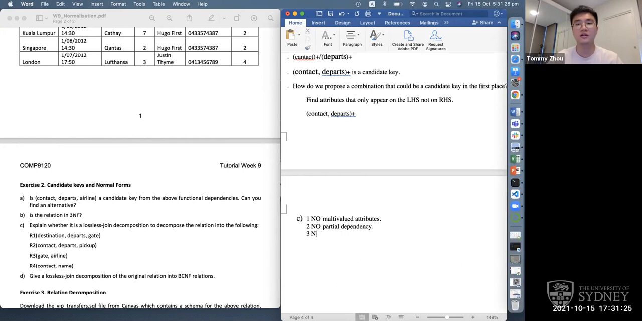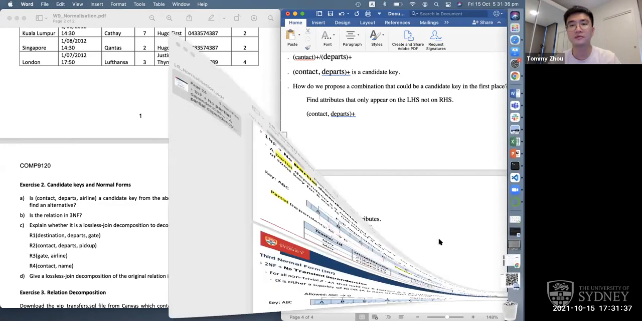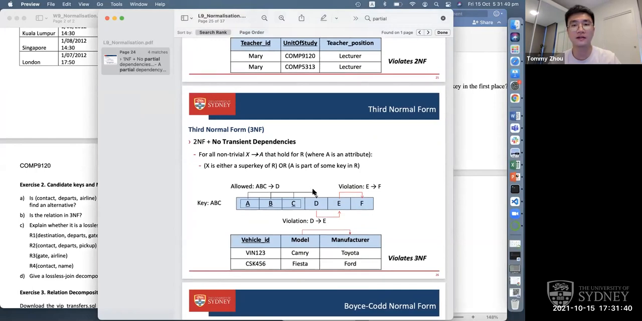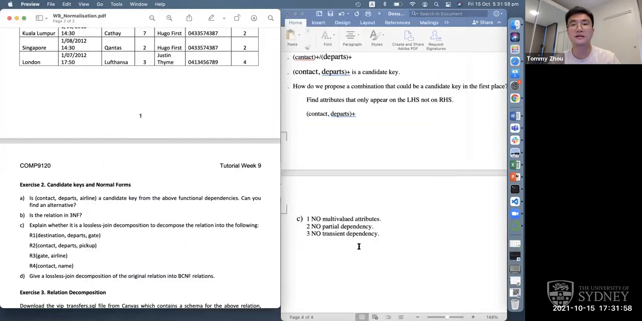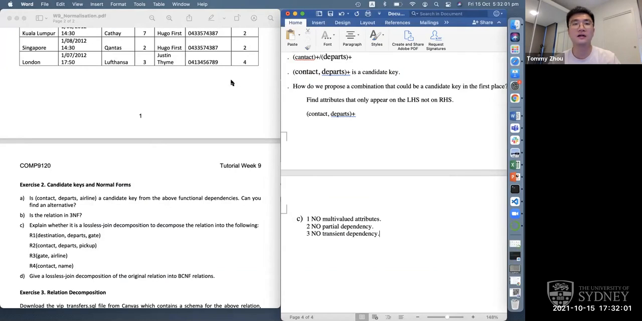And on top of that, the third condition is no transitive dependency. Dependency. Yep. What is a transitive one? You may need to have a look at this slide. So we have K as A, B, C again. A, B, and C determine D, but D also determines E, and E determines F. So this is like a passing, so this is a transitive one. And what it says here is that if you violate any of those, the relation is not going to be in third normal form.